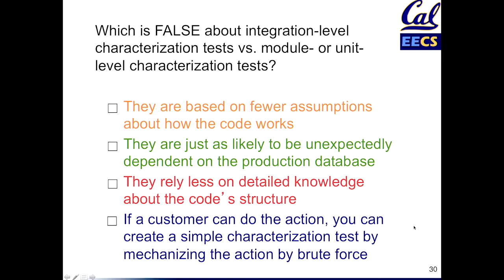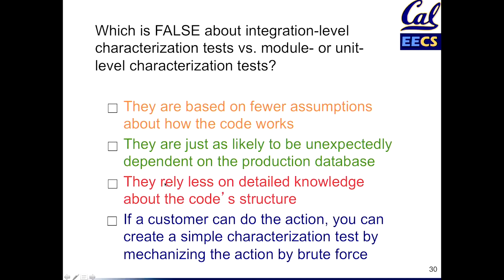So let's go through these one by one. I'm going to start from the bottom, not for any particular reason. If a customer can do it, you can mechanize it. I think we've hopefully said this enough times that most people believe that unless we're talking about the customer pulling a rabbit out of a hat, pretty much if a customer can do the action, we can somehow capture it. So I would argue that the last statement in blue is generally true about both kinds of tests, so that means that it isn't the right answer.